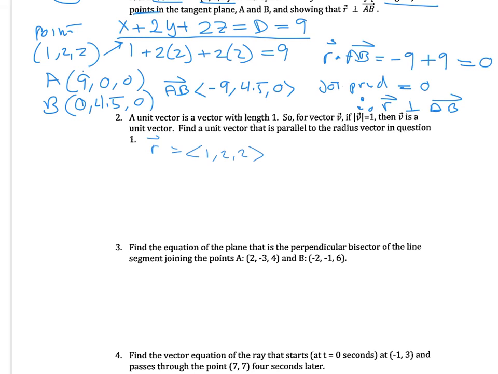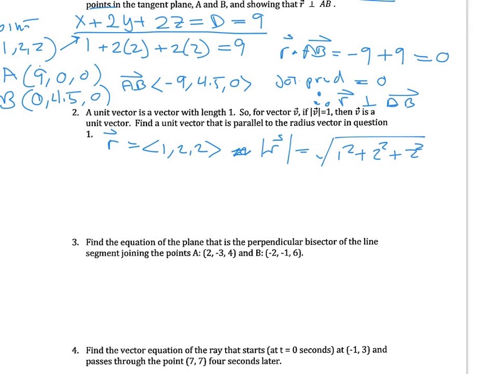If we knew how long r was, we could find a parallel vector by multiplying it by 1 over that length. Well, let's see. What's the length of r? The magnitude of r would be the square root of 1 squared plus 2 squared plus 2 squared, which is 3. Okay, so the magnitude of r is 3. r is 3 units long.